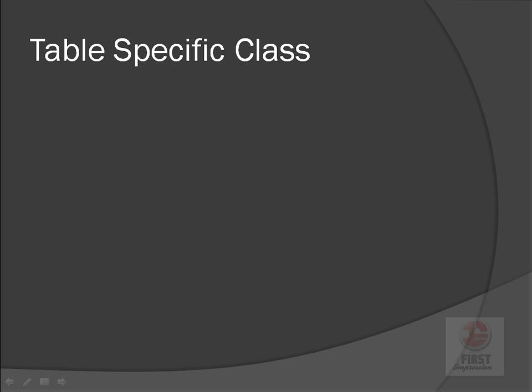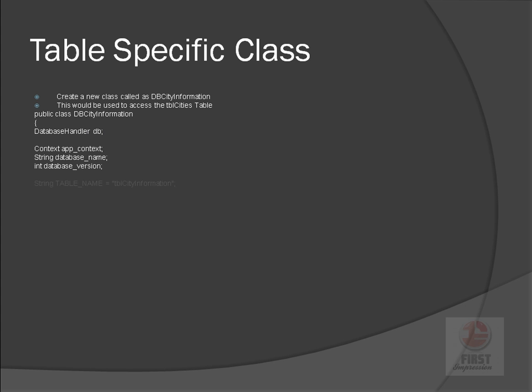Let's move towards table specific classes. Let's create a new class called DB city information, and this class will be used to access the TBL city information table. Public class DB city information, that's very clear. We have the database handler object, the database handler class having been defined by us previously. So we'll have the object of the database handler. Then we have the context, the database name and the version. We'll define the constants over here, that's the table name, the column for ID, the column for name, the column for code and the column for specialty.